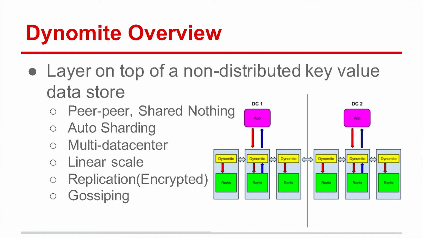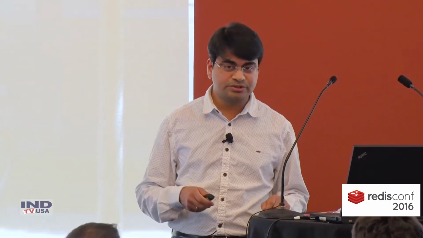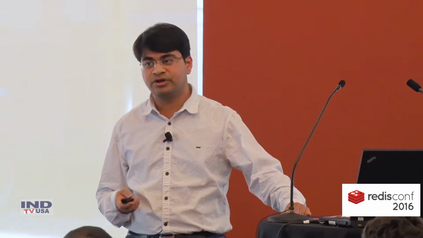So let's take an overview of what Dynomite looks like. It's a layer on top of non-distributed key value data stores, right? It can be used with multiple data stores, but all of our production deployments use Redis underneath. We have a peer-to-peer shared nothing architecture. What it essentially means is that all nodes in the Dynomite cluster are similar. There is no master or slave, and no leader election. Both architectures, master-slave and peer-to-peer, have their own pros and cons, and it depends on your use cases and what fits your needs, right? For us, high availability was important. That's why we chose peer-to-peer architecture.